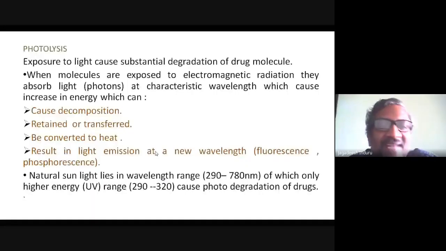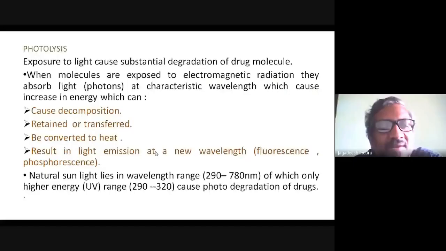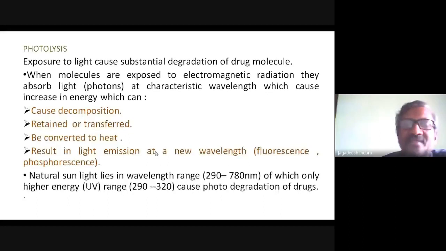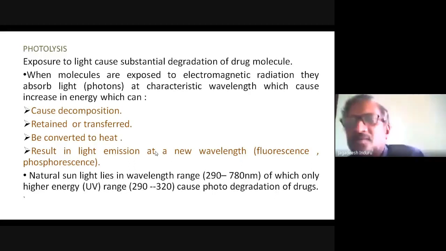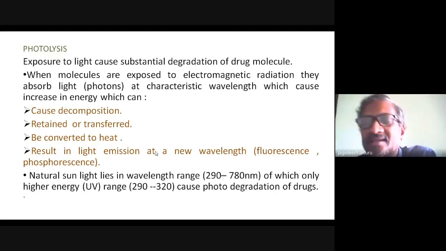Generally, we can't always do it because the bottle or the manufacture of anything which is required to be present is exposed to natural sunlight. Natural sunlight generally lies in the wavelength range of 290 to 780 nanometers, which is present in the sun. And we have already seen in the initial sections that the lower the wavelength, the higher the energy of activation and its damaging effect.